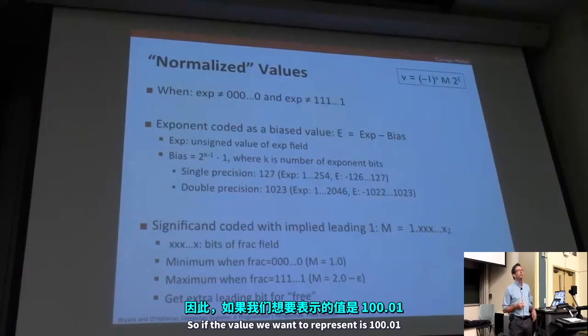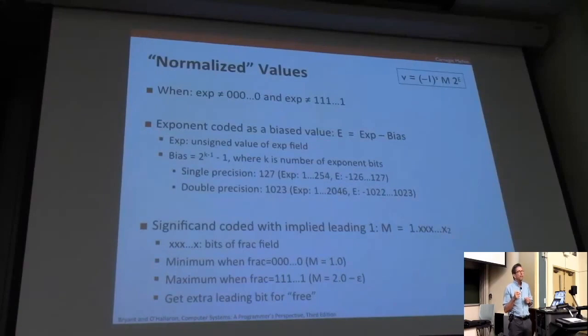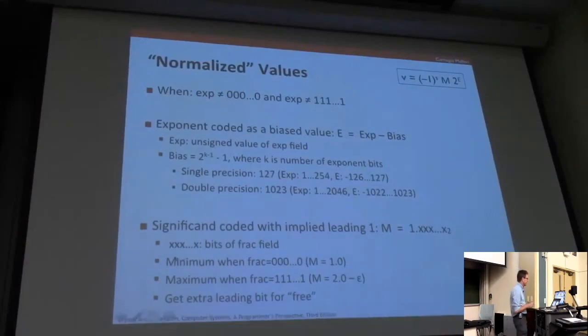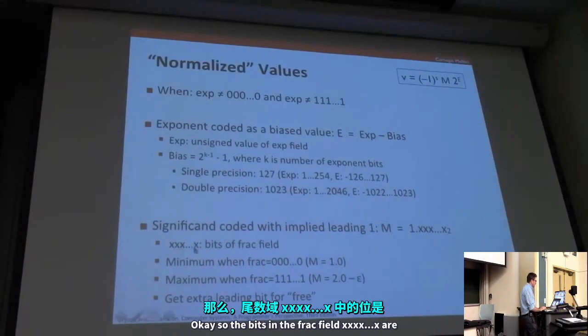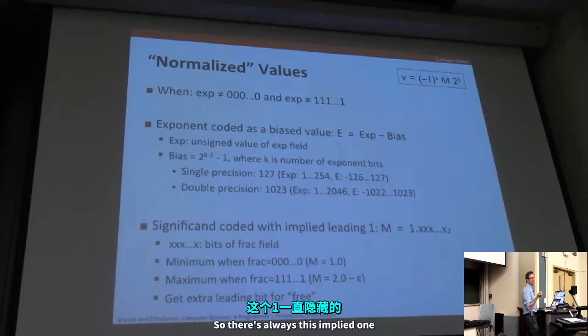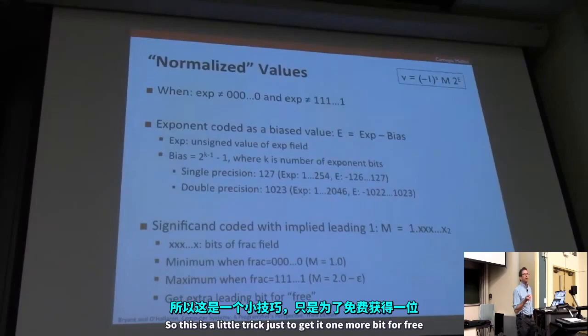Right? So if the value we want to represent is 100.01, we're going to shift it over, and it'll be 1.00. And then we'll adjust the exponent to represent that shift. So the bits in the frac field, xxxxx, are all of the numbers to the right of the binary point. There's always this implied 1, but we don't even encode it. We just throw it away because it's always there. So this is a little trick just to get one more bit for free.